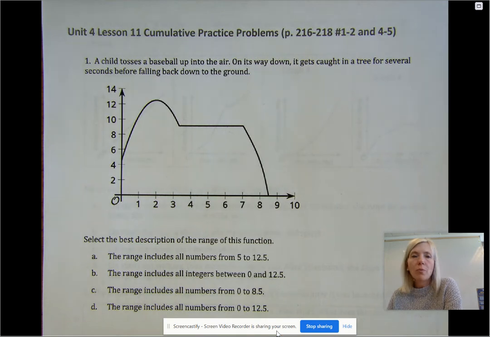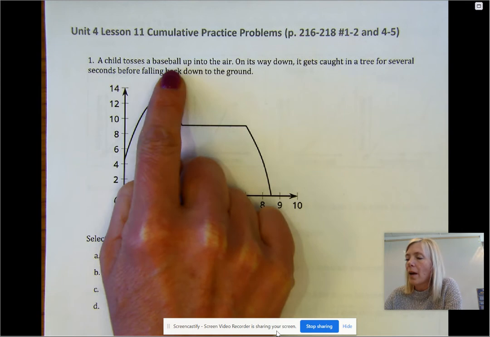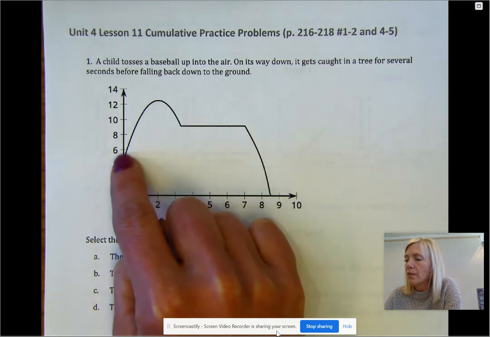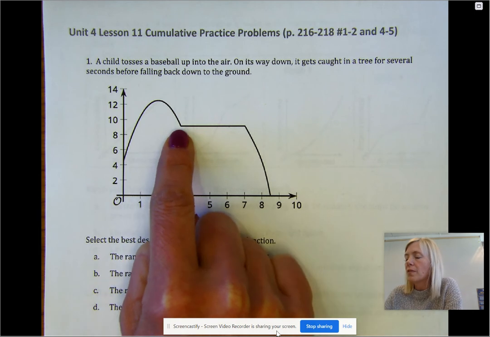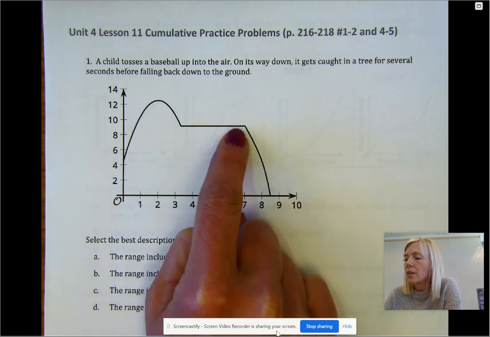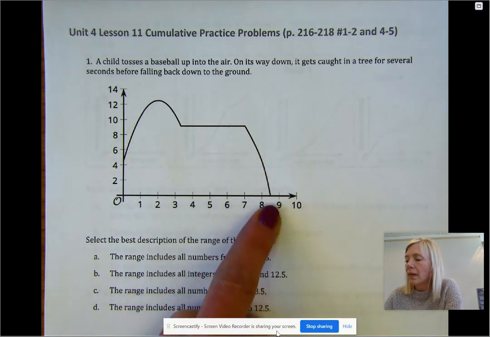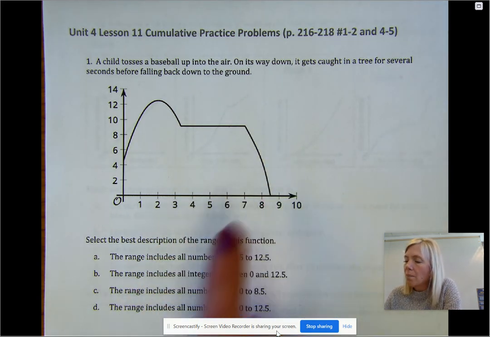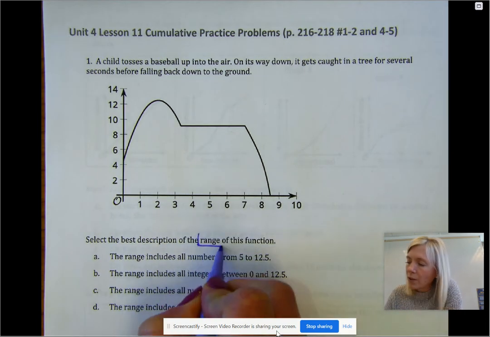So on number 1, this graph says a child tosses a baseball up into the air. So you can see there's the toss. On its way down, it gets caught in a tree for several seconds. So here it is caught in the tree before falling back to the ground. So here it is back here to the ground. Select the best description of the range of this function.